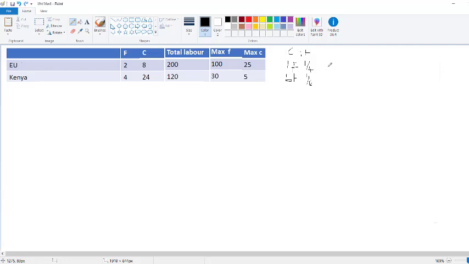A 6 carbon must be given up to produce 1 food. We might need this later. So let's draw the PPCs. Remember what our start here and our assumption is. We are busy with autarky first. We're looking at each country separately before they open themselves up for trade, for international trade.